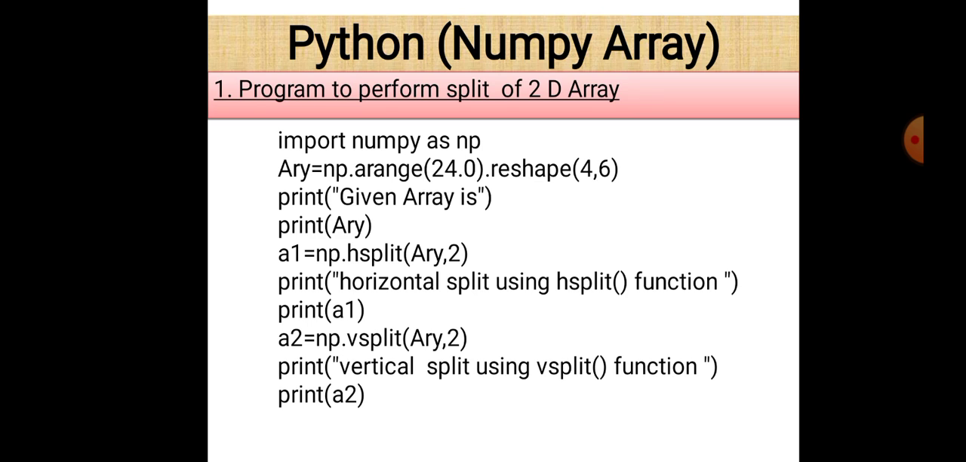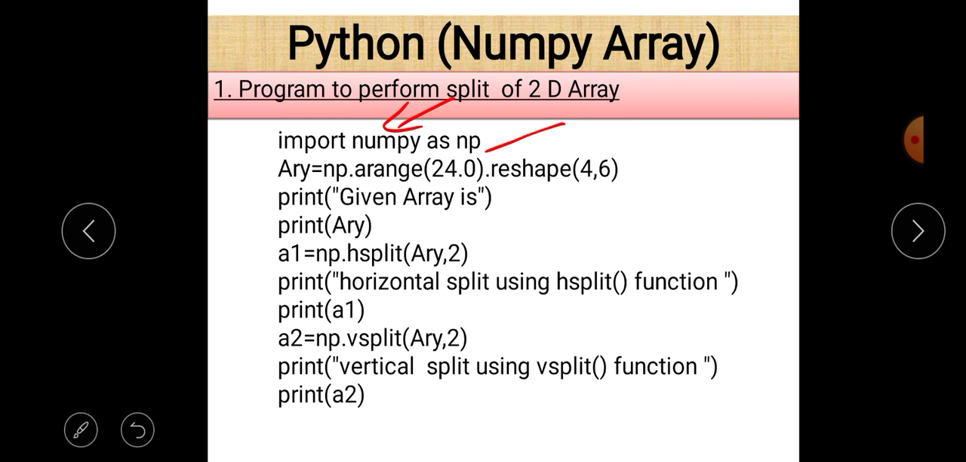As you can see on the screen, the first line is import numpy as np. As usual, this is the first line. And what is the meaning of this line? Numpy is the name of the library. First of all, we import this library and give it an alternative name, or we can say rename it as np. So whenever we want to use numpy, we use np in place of numpy.